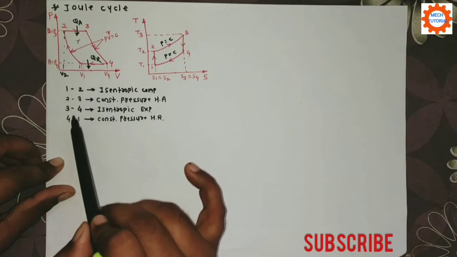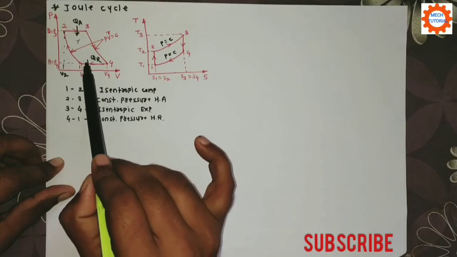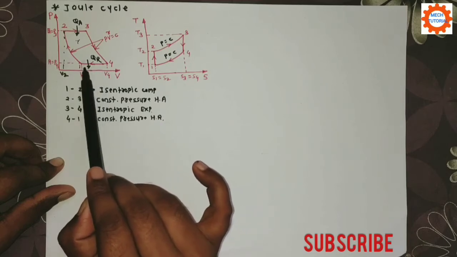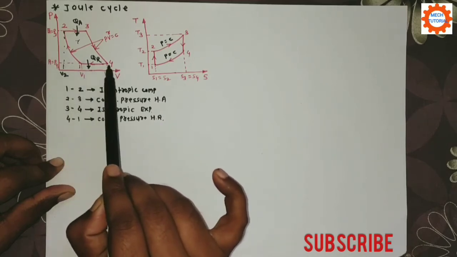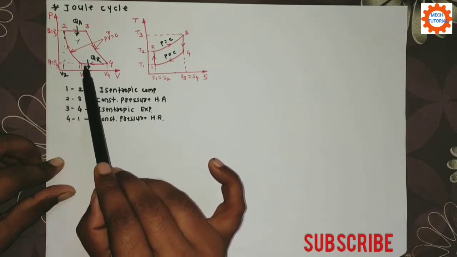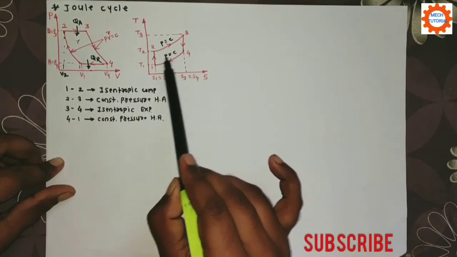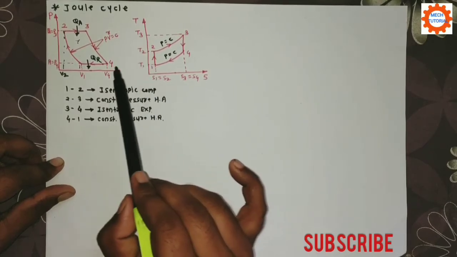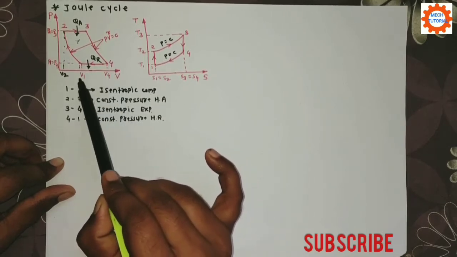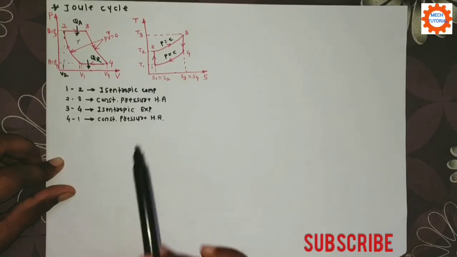Process 4 to 1 is known as the constant pressure heat rejection process. During this process, heat is rejected to the atmosphere at a constant pressure. Here pressure P1 is equal to P4. Due to the rejection of heat, there is a decrease in temperature from T4 to T1, as well as a decrease in the volume from V4 to V1. This is the overall working of the Joule cycle.